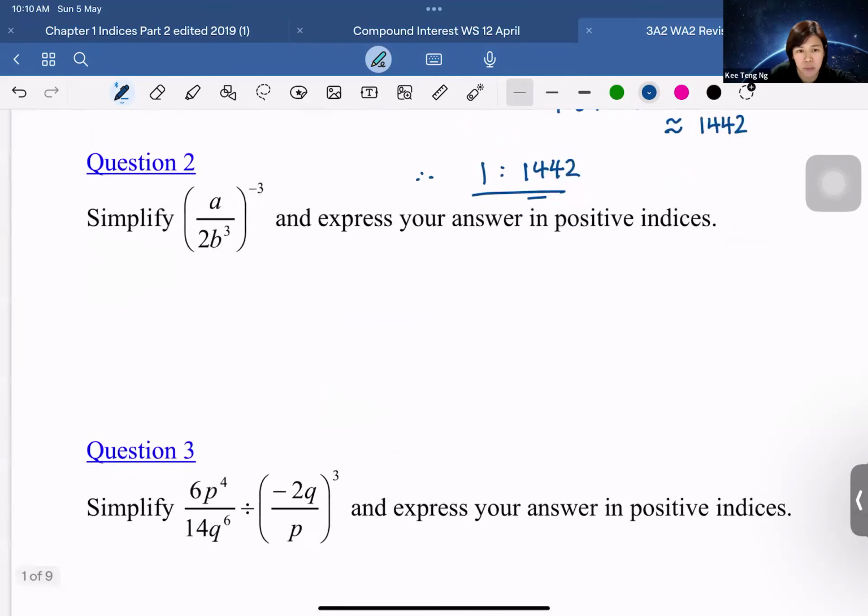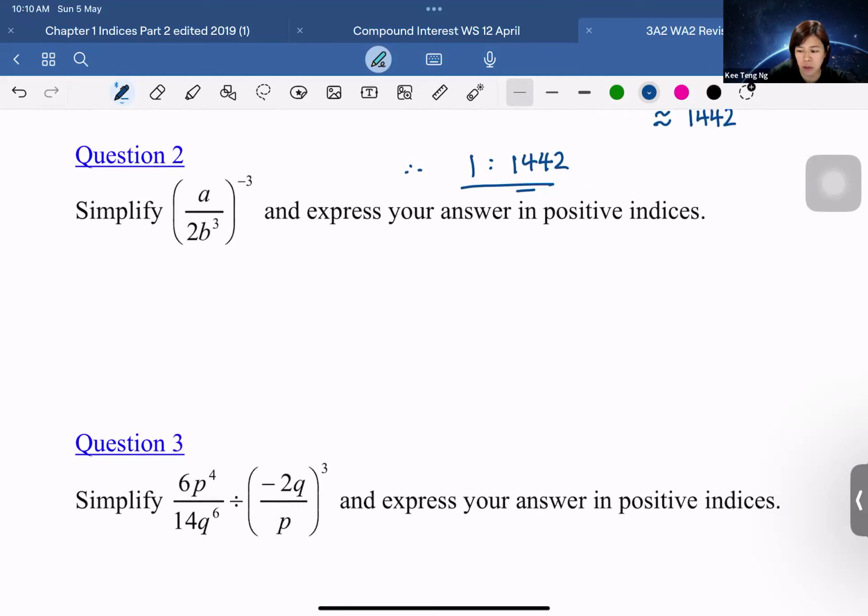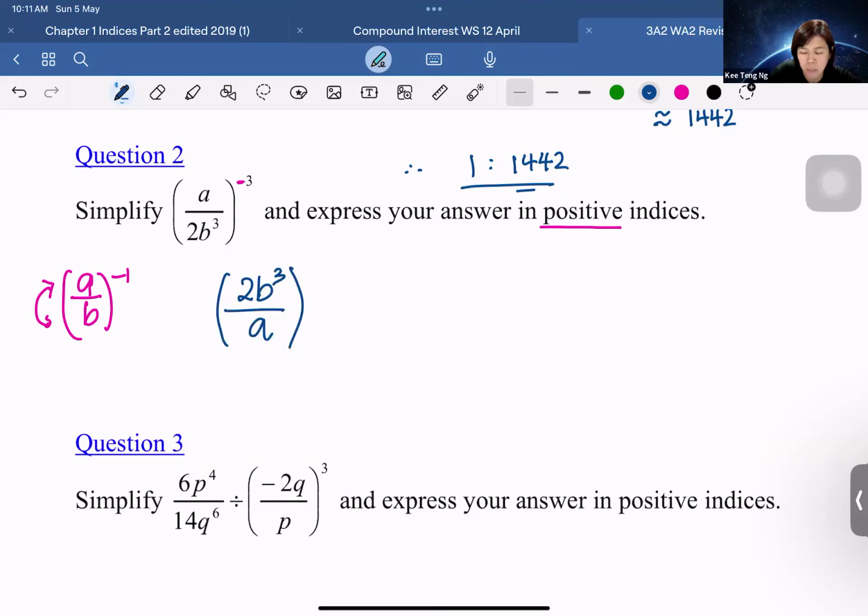Next question. Now, simplify the following. Express your answer in positive indices form. Positive indices, so let's take a look at here. This one has a negative power. What do we do to the fraction when we have a negative power? With a negative power, you can flip the fraction over and change the power to a positive power. So what I'm going to do, I'm going to flip this. And now the power from -3 becomes +3. So the negative sign over here disappears, and it changes to a positive power.